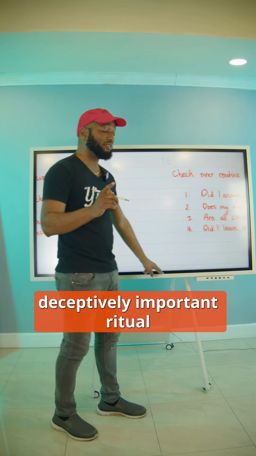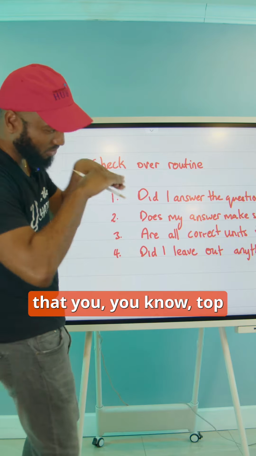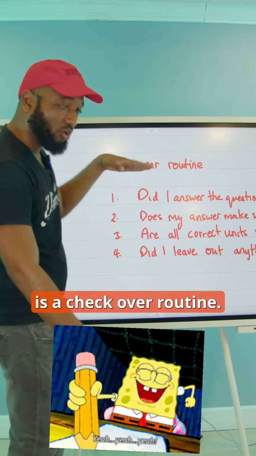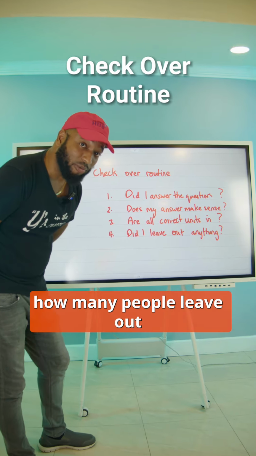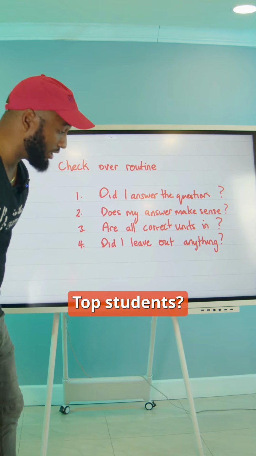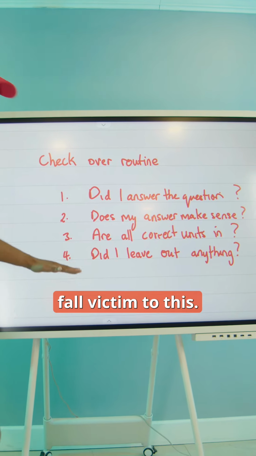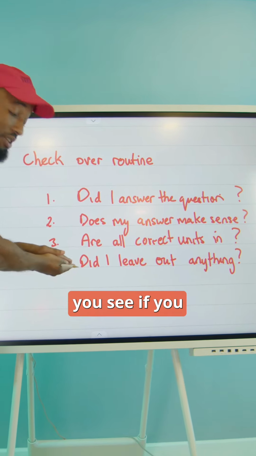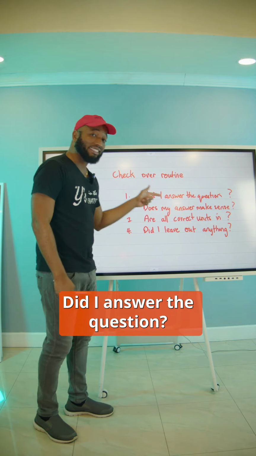Another deceptively important ritual that you must develop, to make sure you're top of the top, is a check-over routine. You finish the paper, what do you do? Do you have any idea how many people leave out parts of questions in CSEC Maths accidentally? It doesn't matter, even top students can fall victim to this. So when you check over, you're checking to see if you left out anything. I put it as number 4, but that should be number 1. Number 1: did I answer the question?